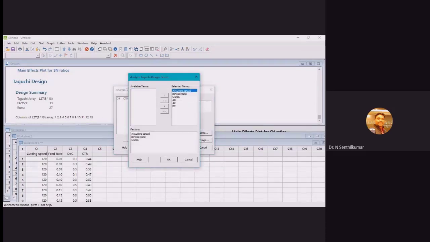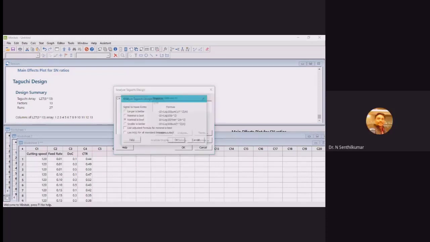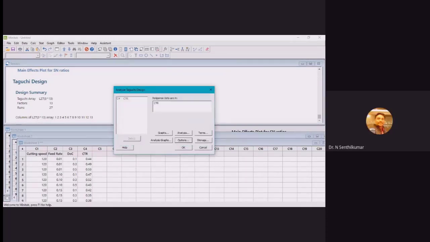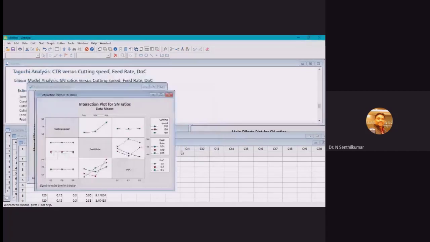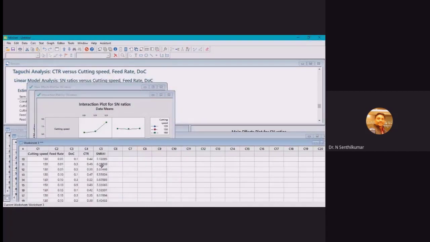Here I am going to get all these terms. Then options, smaller the better. Then storages. Now you can see all these things are filled out.